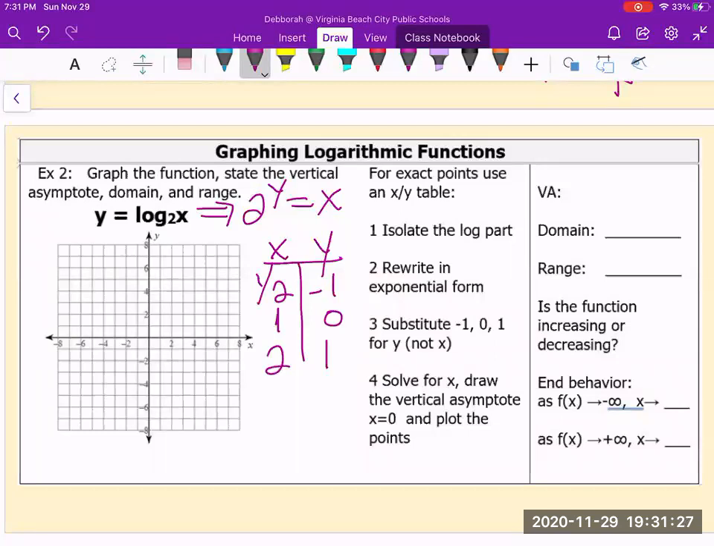Now we know we have a vertical asymptote where x equals 0. So we're going to go ahead and draw that in, and we'll put that right here. And now we can plot these points. So we have 1/2, -1. We have 1, 0. This is a critical point that we like to use and look at. And we have the point 2, 1. We could continue on, but this gives us an idea of what our graph is going to look like. So we're going to draw our graph as best as we can.